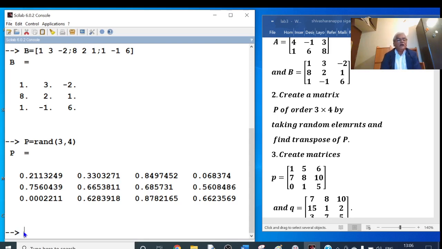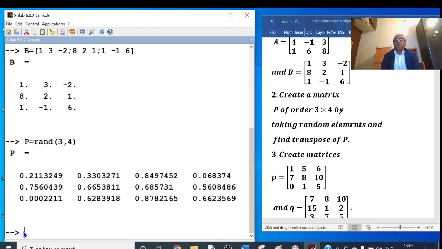And we can observe that no element is more than 1. All the elements are less than 1: 0.2, 0.3, 0.8, 0.0, 0.7. So this is the command rand(3, 4). The first one is the row, the second one is the column. This creates a random matrix where the elements are less than 1.